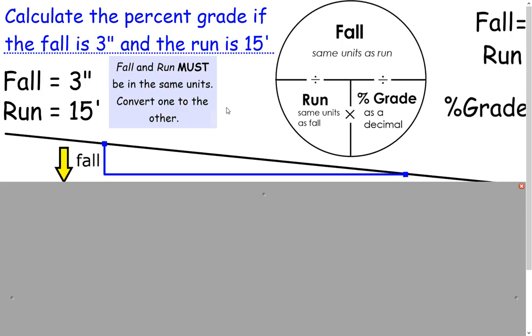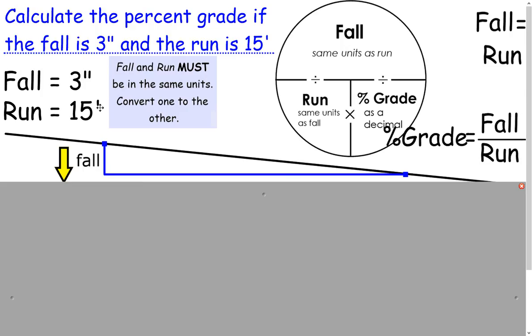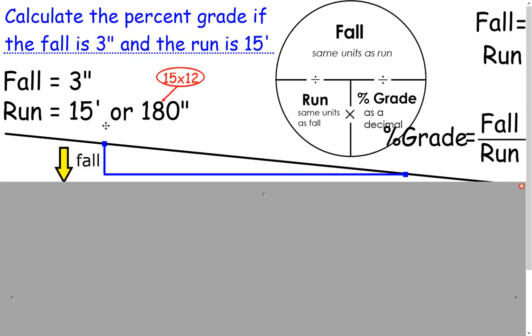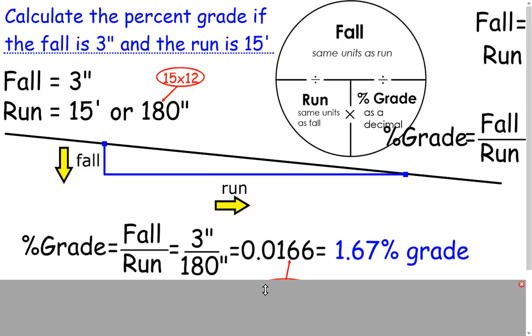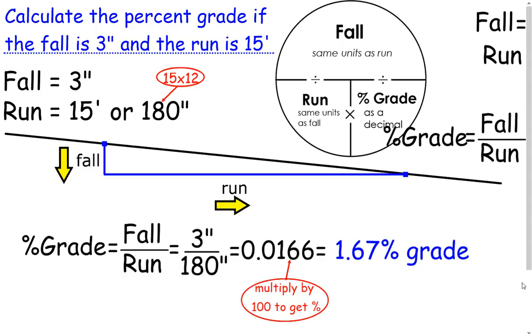Calculate the percent grade if the fall is 3 inches and the run is 15 feet. So we're going to be finding percent grade, which is fall over run. If I convert 15 feet into inches, I just multiply by 12 and I get 180 inches. So I'm going to do that division, fall divided by run, or 3 inches divided by 180 inches, and you'll see that the inches cancel out, and you get 0.0166. It repeats forever, but multiply by 100 and you get 1.67% as your grade.